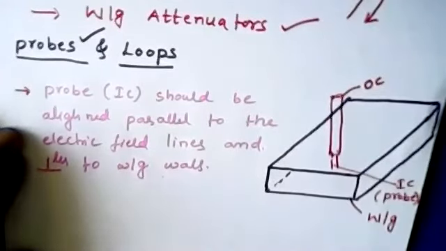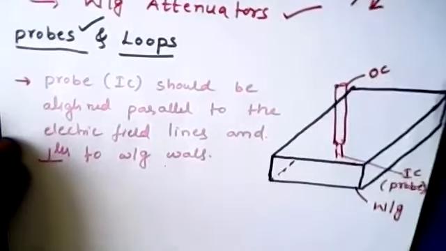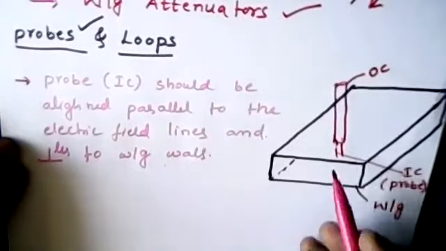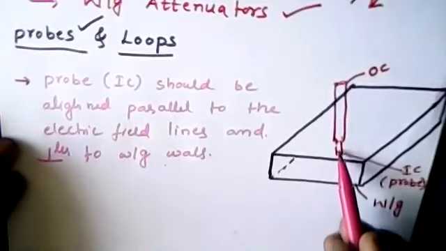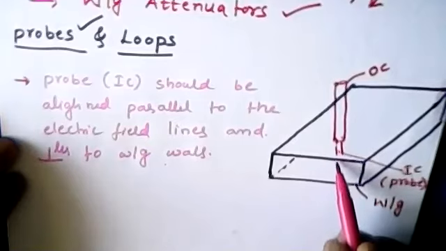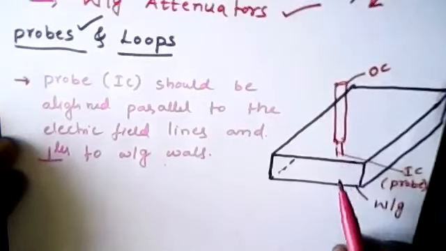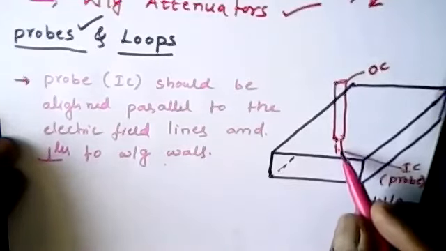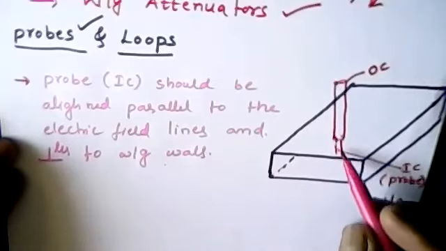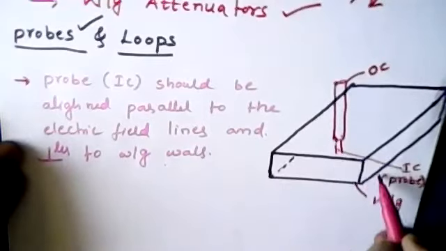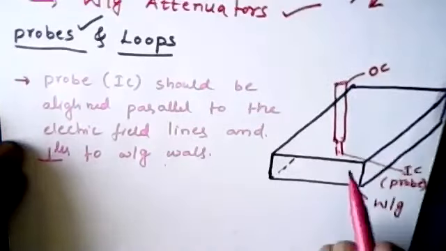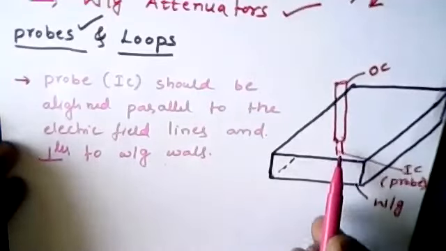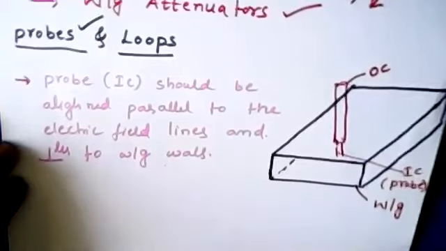See here, the probe is not just placed arbitrarily. Whatever signals are coming out, the probe which is being inserted should be parallel with the electric field which is coming out from this particular probe only. Okay. And that should be perpendicular to the waveguide walls. In that manner, we need to insert this particular probe into the waveguide.